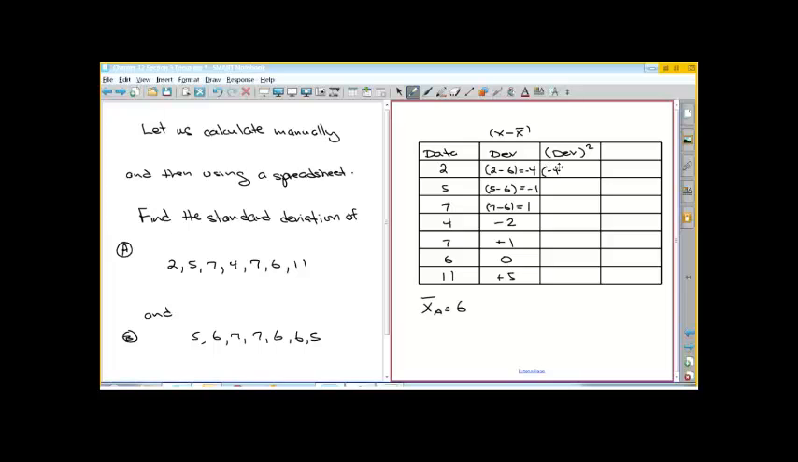The next thing is I square the deviation. So I take the number in the second column and I square them. So I'll get -4 squared, which is +16. Here I'll get -1 squared, which is +1. And I'll get 1 squared, which is +1. And then I can just do the rest. So this is -2 squared is 4, 1 squared is 1, 0 squared is 0, 5 squared is 25.